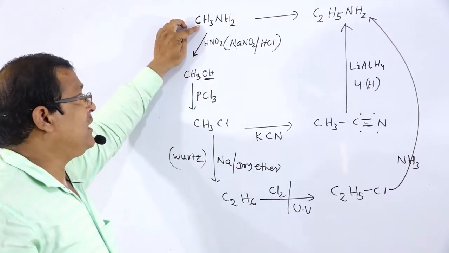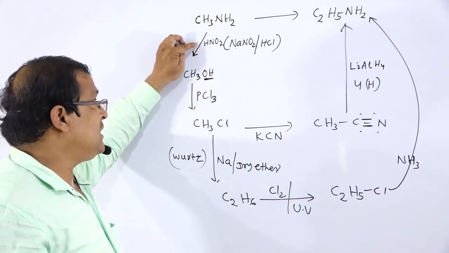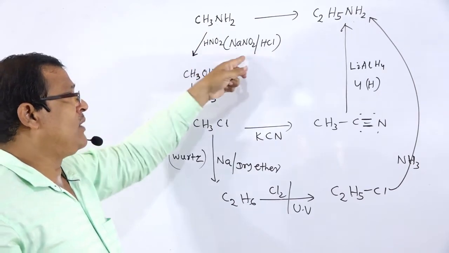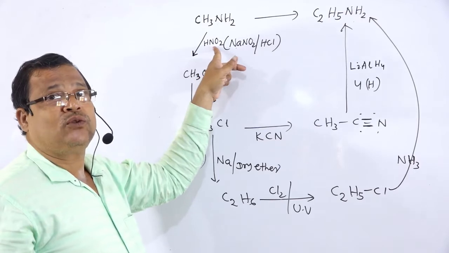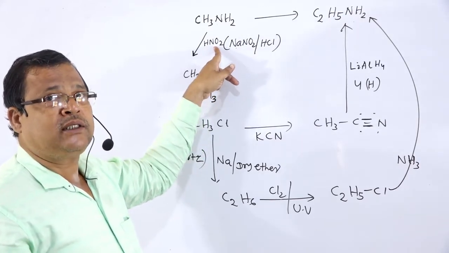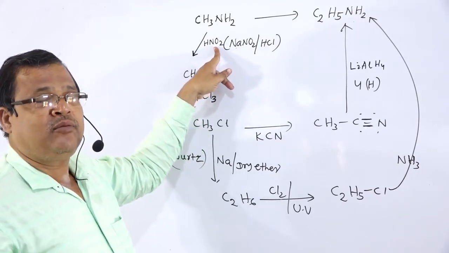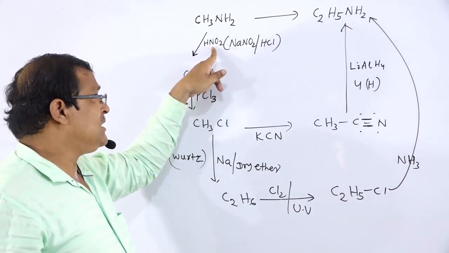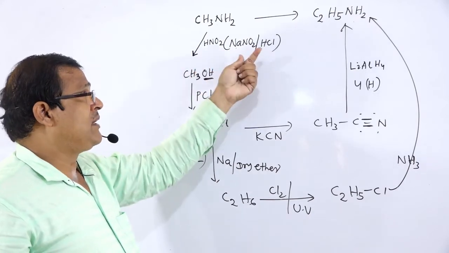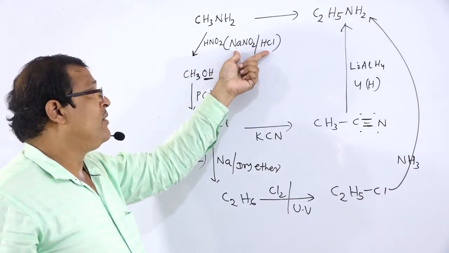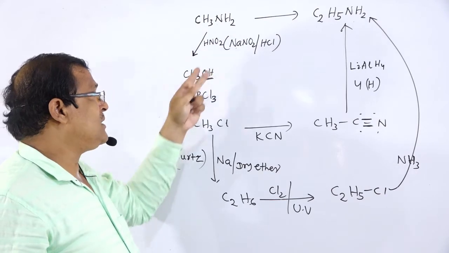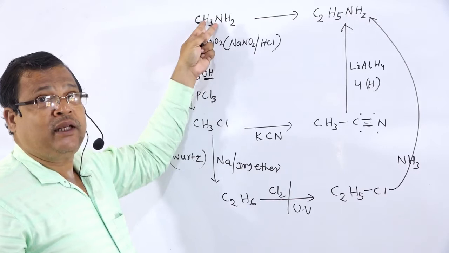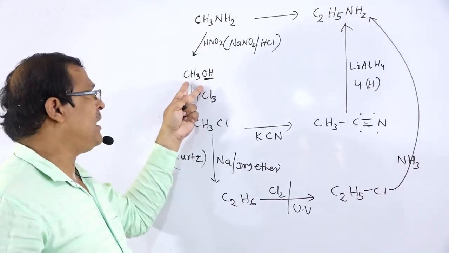So methylamine is treated with nitrous acid. In the laboratory there is no such prepared nitrous acid. Nitric acid is there, but there is no such nitrous acid. So nitrous acid is prepared by the action of sodium nitrite with HCl, and methylamine reacts with nitrous acid to form methyl alcohol. Primary amines treated with nitrous acid form primary alcohol.